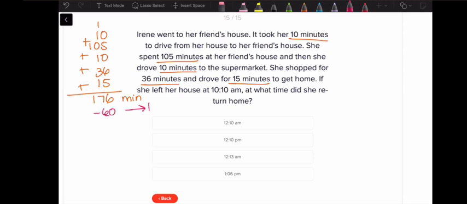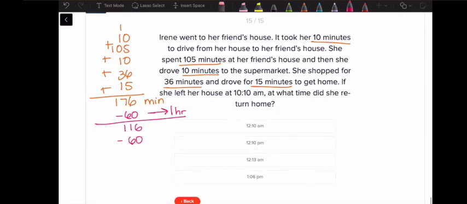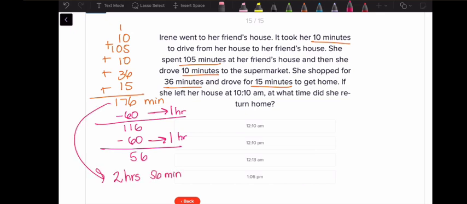So what I'm going to do is extract 60 minutes from this, which is equivalent to 1 hour, and see how many minutes are left over. 6, and that's going to be 1, 1. So I'm left with 116 minutes. Because that's more than 60, I know I can extract another hour from that, so again, I'm extracting a second hour. And let's see what's left over. 6 and 5. So 176 minutes is equivalent to 2 hours and 56 minutes. So she was gone out of the house for almost 3 hours.